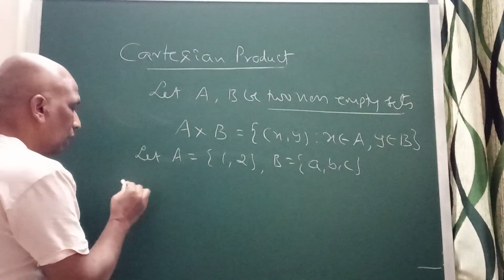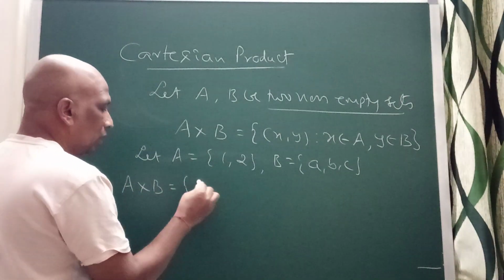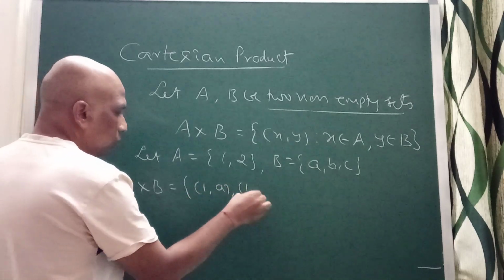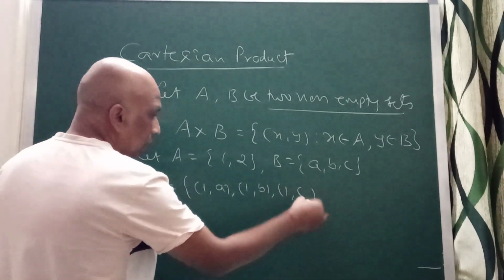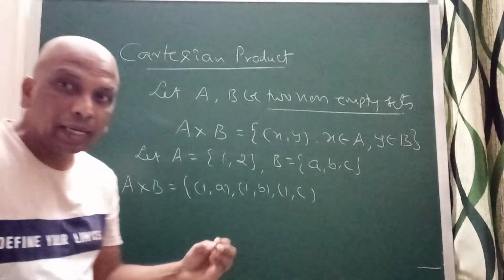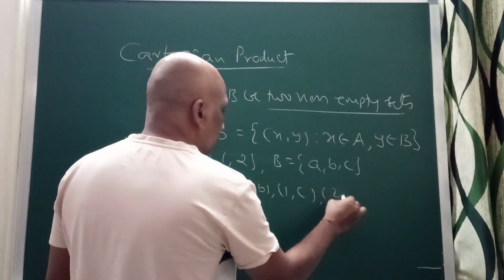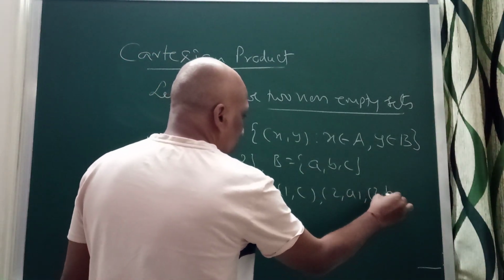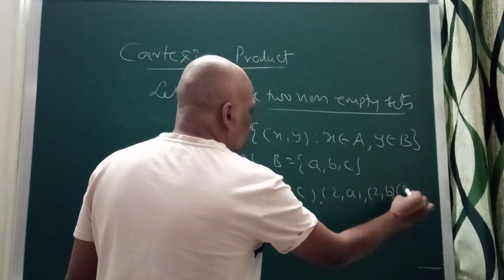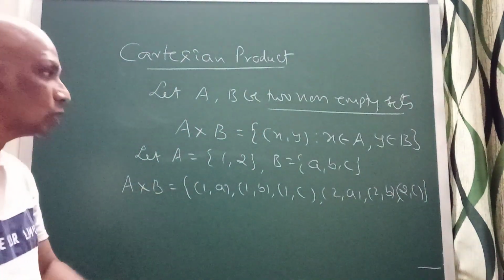Then I can write A cross B. Very simple: I can write 1a, 1b, 1c, because the first element is taken from the first set and the second element from the second set. Now take 2a, 2b and 2c. So this is A cross B.